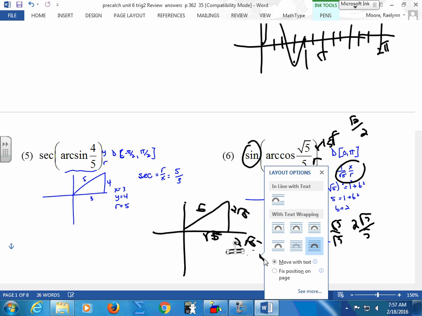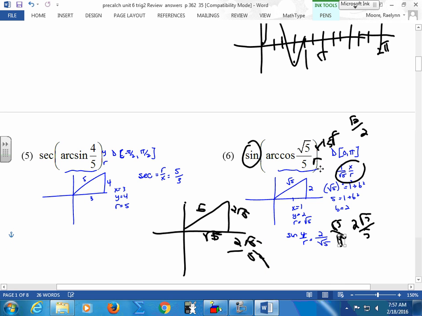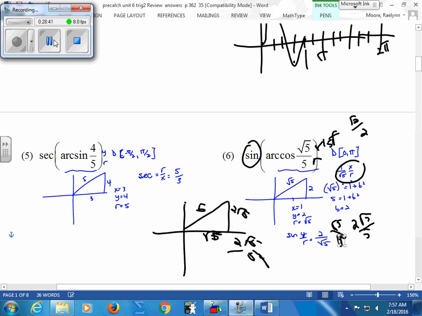Oh my goodness. Layout options. I don't know what is going on here. Alright, hang on guys, hang on. Maybe you should realign your smart board. I don't know that it's my smart board.